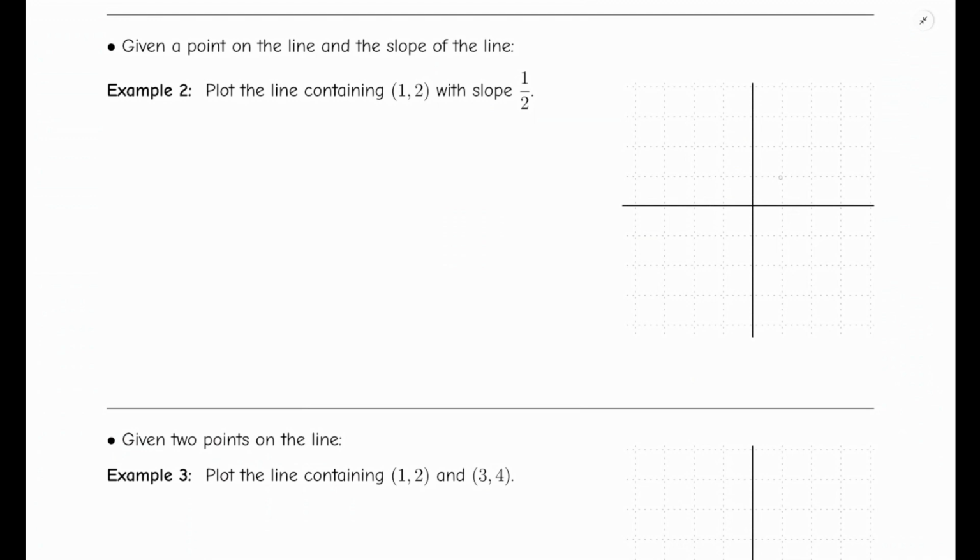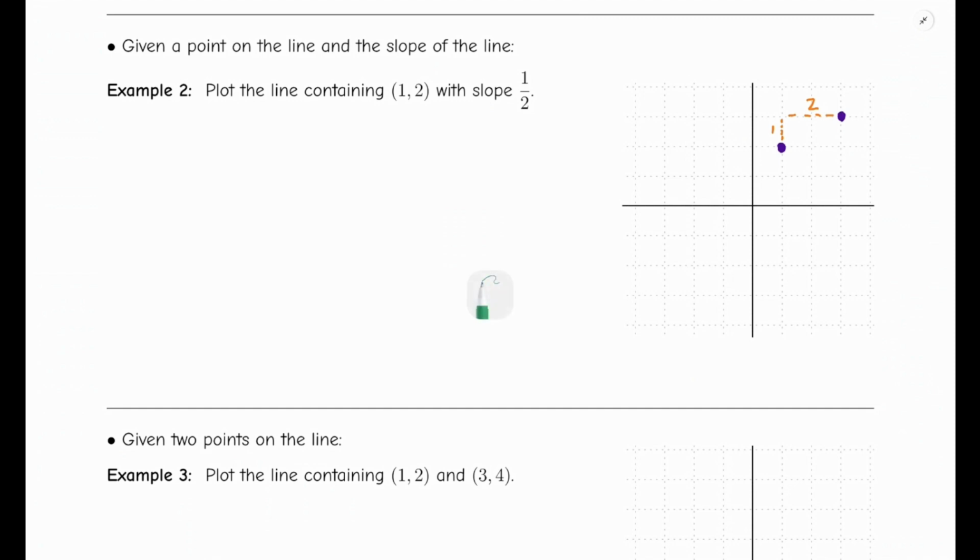So (1, 2) is located here, 1 to the right and 2 up from the origin. But that's only one point. Now to get a second point, we can use the slope. The slope is 1/2, so I can go up 1 and over 2, and that gives us a second point.